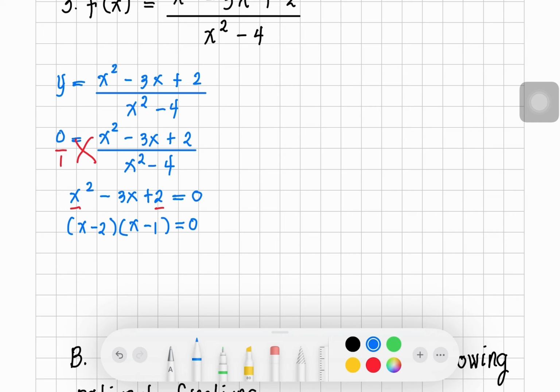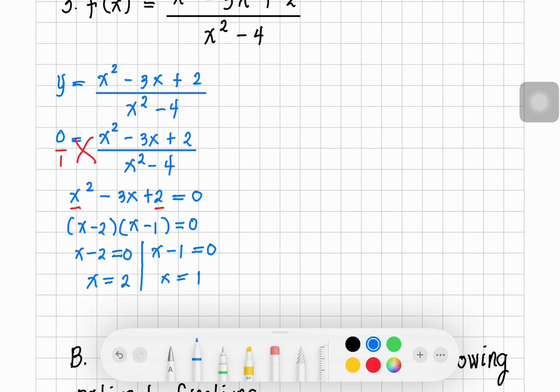So, guys, dito, by using zero product property, equate natin by 0. So, it will become x minus 2 equals 0. Okay? And then, the other one is x minus 1 equals 0. So, guys, dito, yung negative 2 ilipat ko, magiging positive 2. Same with negative 1. It will become positive 1. Okay, so therefore, we have two x-intercepts. Pero take note of that, tignan natin sa original function.